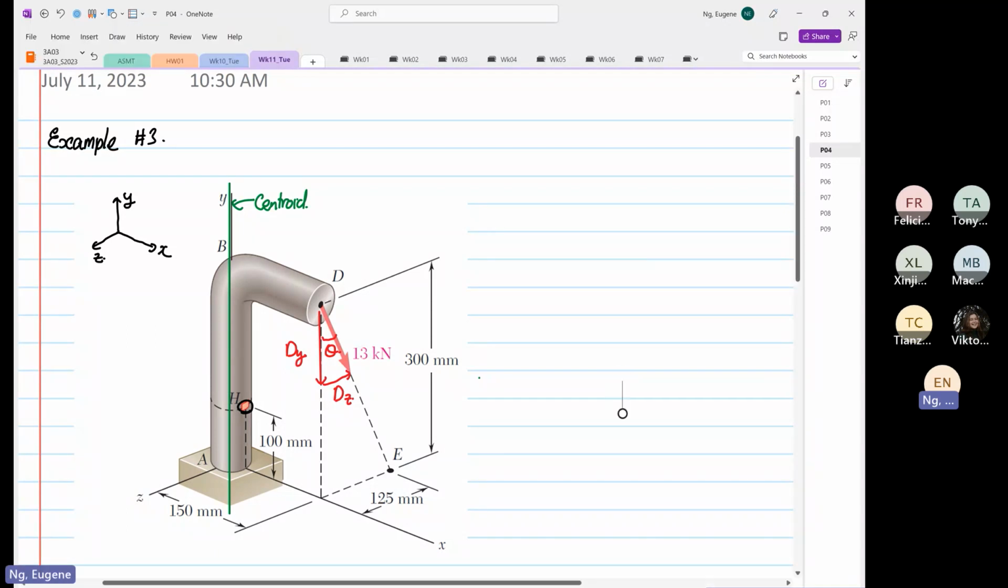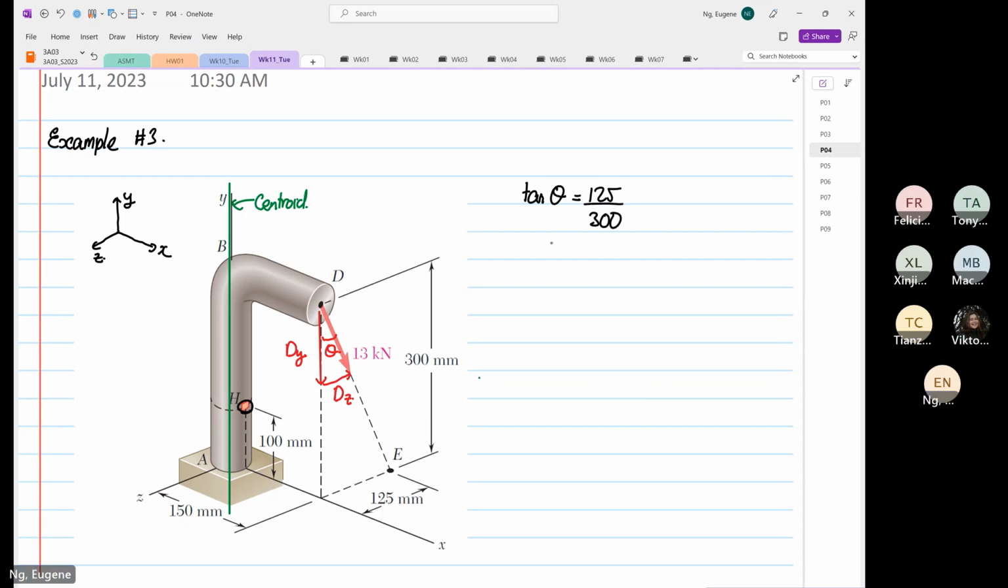So tangent theta is equal to 125 over 300. So theta is equal to the inverse tangent of 125 by 300, which is 22.6 degrees.